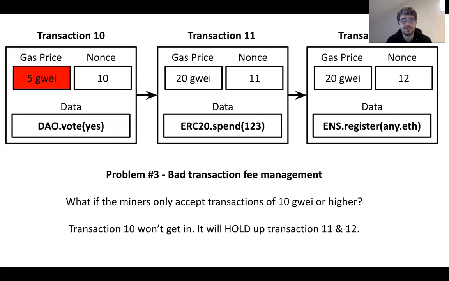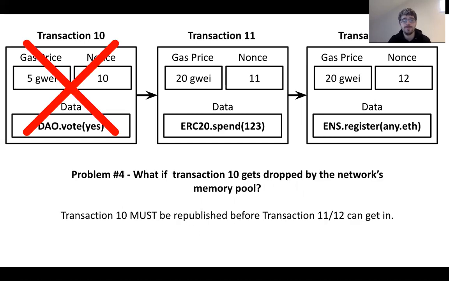Well, if we look at transaction 10, it will only pay 5 Gwei. So that means the miner isn't going to pick up transaction 10, and it is not going to get confirmed on the network. If transaction 10 doesn't get in, then this actually holds up transaction 11 and transaction 12 as well, because remember, every transaction has to be accepted in order. So the only way to resolve this situation is to republish transaction 10 with a higher fee.